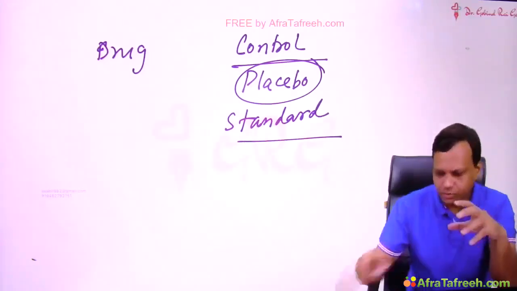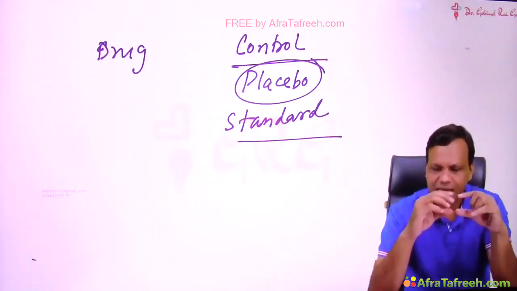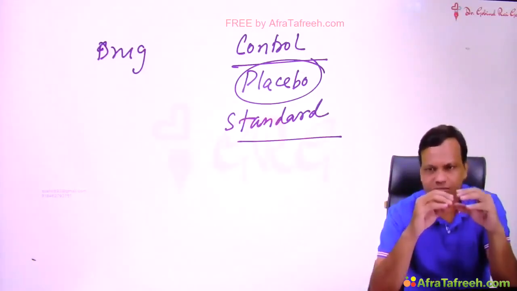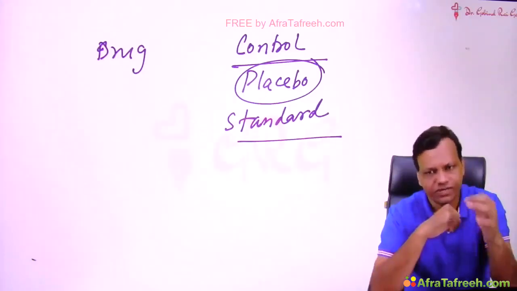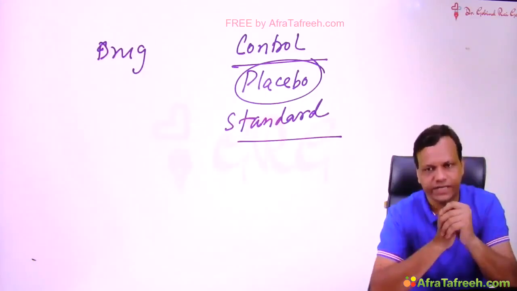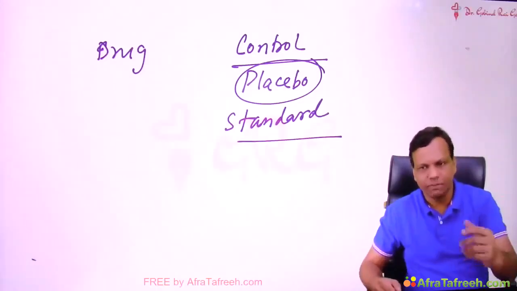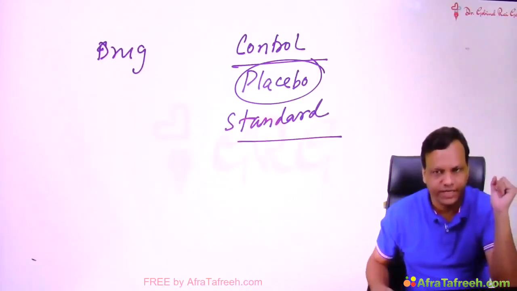So placebo is a drug which has everything similar to the drug. That means the color is same, size is same, smell is same, everything is same. The only difference is it does not contain the active ingredient. So it can also be called a dummy medication. Placebo is a dummy medication. It looks like the drug, but it does not contain the active ingredient.